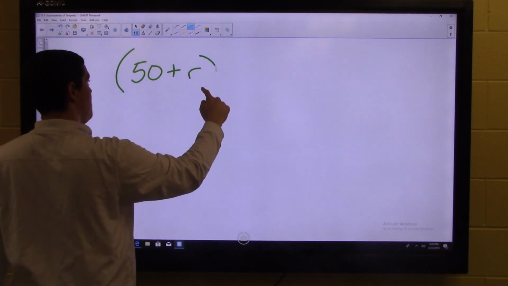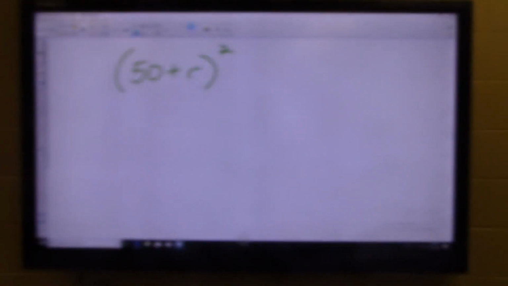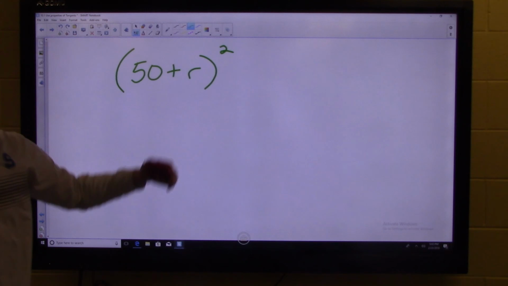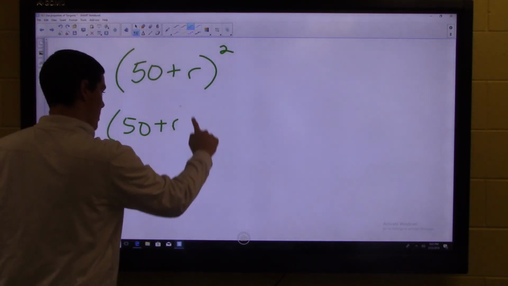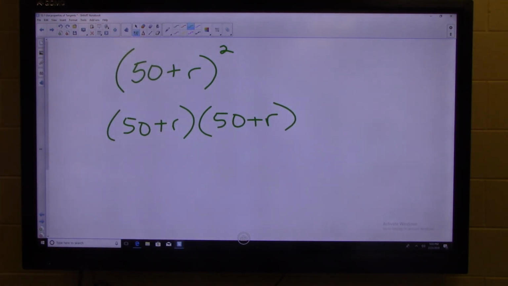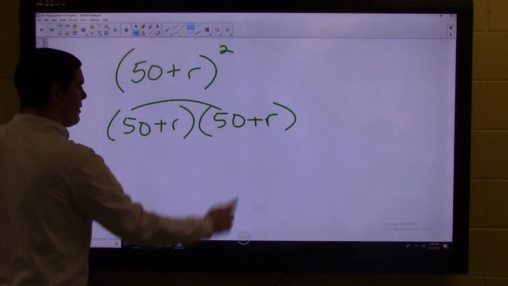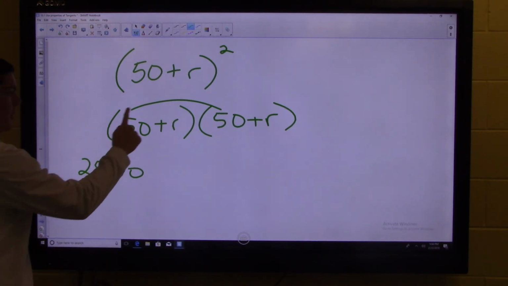So if we're trying to take (50 plus r) squared, what I want you guys to think about is this. What does anything squared mean? It means that times itself, right? So let's take 50 plus r times 50 plus r. That's why I said this is a review of an algebra concept here. So we need to multiply this out. Well, the mnemonic device you guys use, the way to remember this is FOIL. F-O-I-L. F stands for first, so we got to multiply the first ones together. So that'll be 2,500.